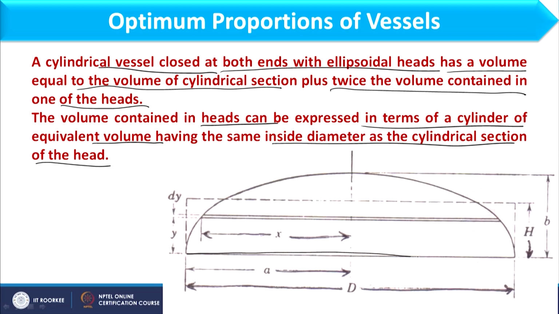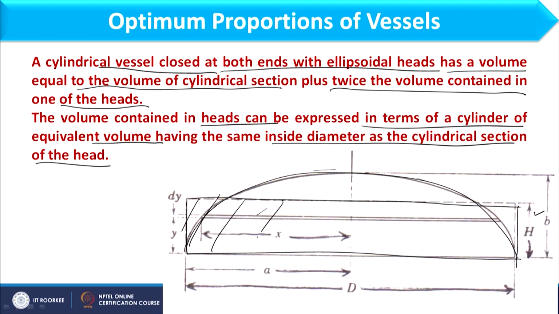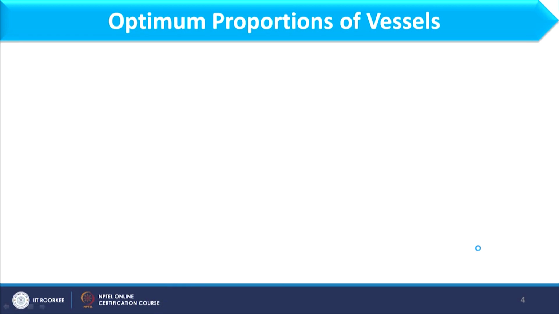In this schematic, D is the diameter of the head, and this is basically an ellipsoidal head of total height B and radius A. Now, the total volume which is available in this can be represented by this rectangle, okay, and this rectangle should have height capital H. So, the volume of this particular rectangle will be equal to the volume of the domed section. Now, we need to derive the expression for that.